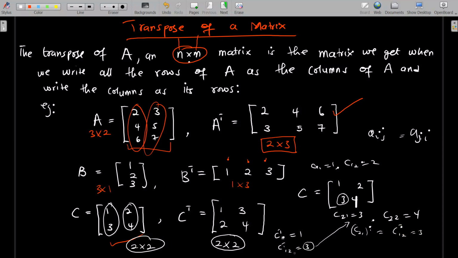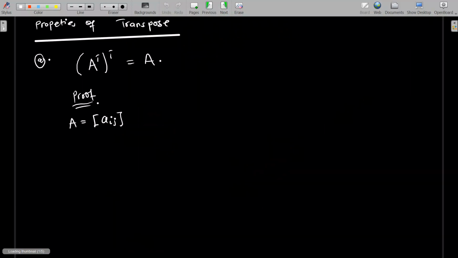So you realize that if I interchange just this 1 and 2, I'm going to get the same value. So C21 is equal to C12, or maybe C12 transpose, right? So that's what it means. So I'm just going to change the I and J, the row and then the column values.